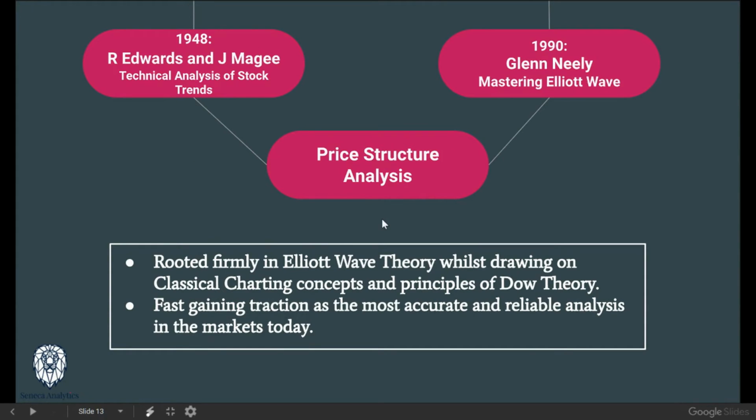And moving forward, we'll show you a more detailed version of that trip. We'll get into the basics of classical chart patterns, get into the basics of Elliott Wave, and then we'll move into how we combine that into price structure analysis and why it is so effective. So the next lesson is all about classical chart patterns and how we use chart patterns to get a good grasp of our analysis. So we'll see you then.